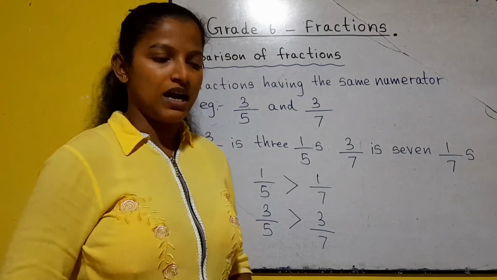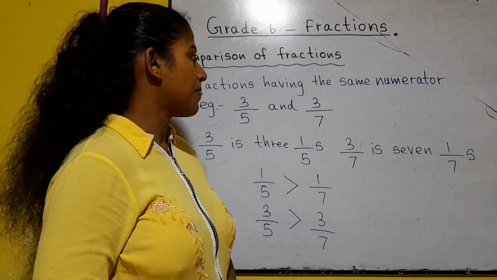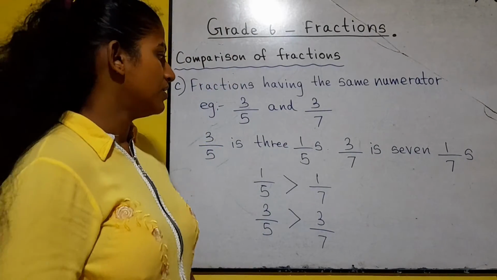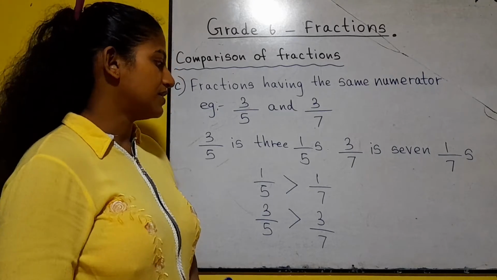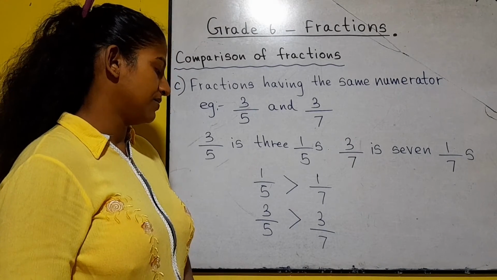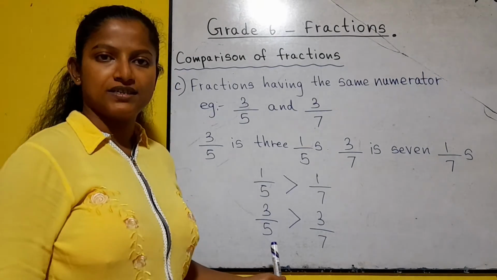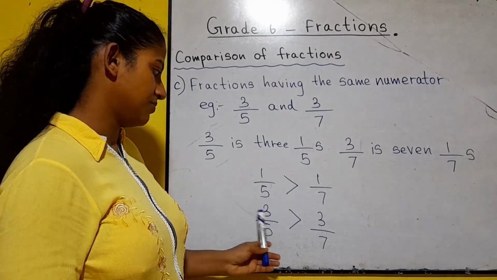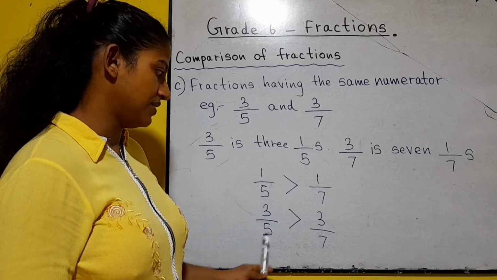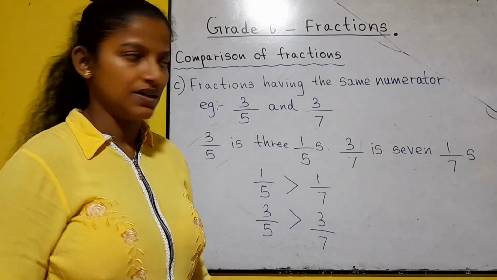Then lastly we can say, if you have fractions with the same numerator, then the fraction with the smaller denominator is the largest fraction. The smaller denominator is this one here, so that is the largest fraction.